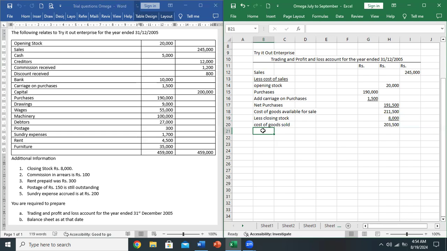So please, you add direct trading expenses in the personnel wages. We add the trading expense, which we have as wages here, and that is 55,000. And is there any other trading expense? Okay, so it's only the wages. So adding that on, we are going to get a cost of sale of 258,500.